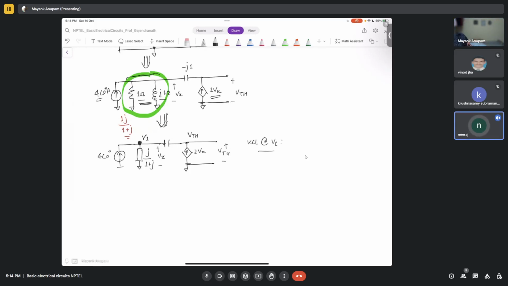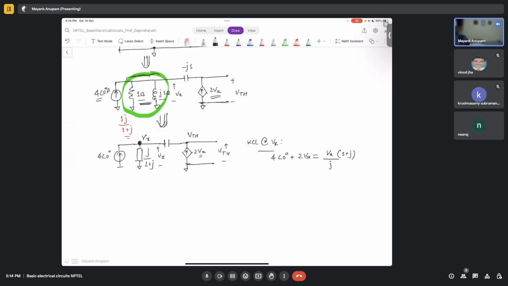4 angle 0 plus 2Vx. This is a dependent current source, sir. Yes. Plus 2Vx is equal to what? What is Vx, by the way? Vx is equal to V1, so let's call it Vx only. At Vx, 2Vx is equal to Vx by j by 1 plus j. Right? And this is KCL at this node.